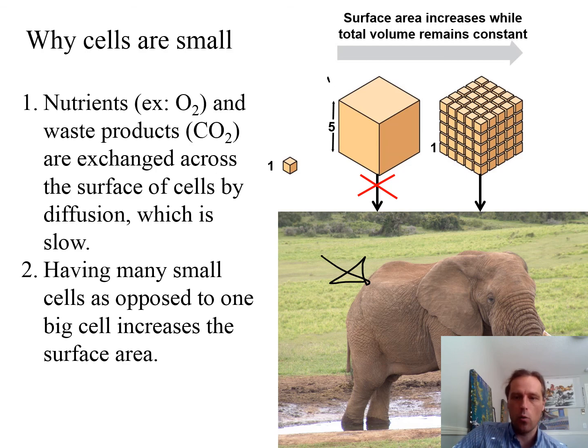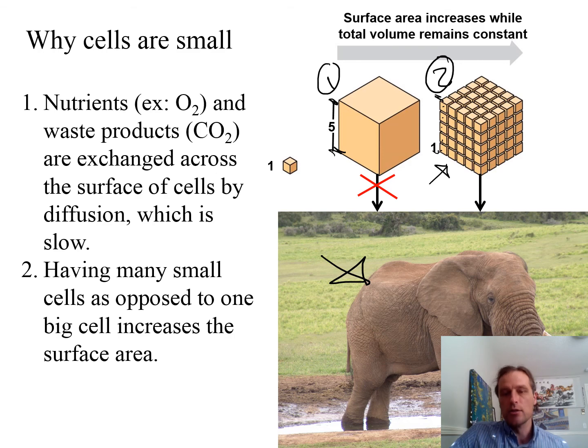So cell 1 and cell 2, they have the same volume. You can see, right? Look, they're the same volume. If we look at number 2, 1, 2, 3, 4, 5 of these little squares up. And then this one's 5 of those little squares up as well. So they're all the same dimension, so they must be the same volume as well.